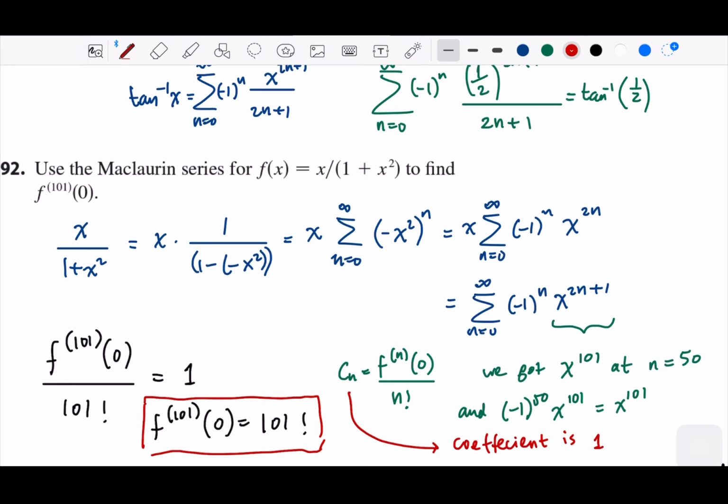And some questions might ask you this type of question. It means that you need to connect the relations between the coefficient, or you can write the whole Maclaurin series with this coefficient as its main point. It should be the coefficient multiplied with x to the power of n, right? That's the Maclaurin series.